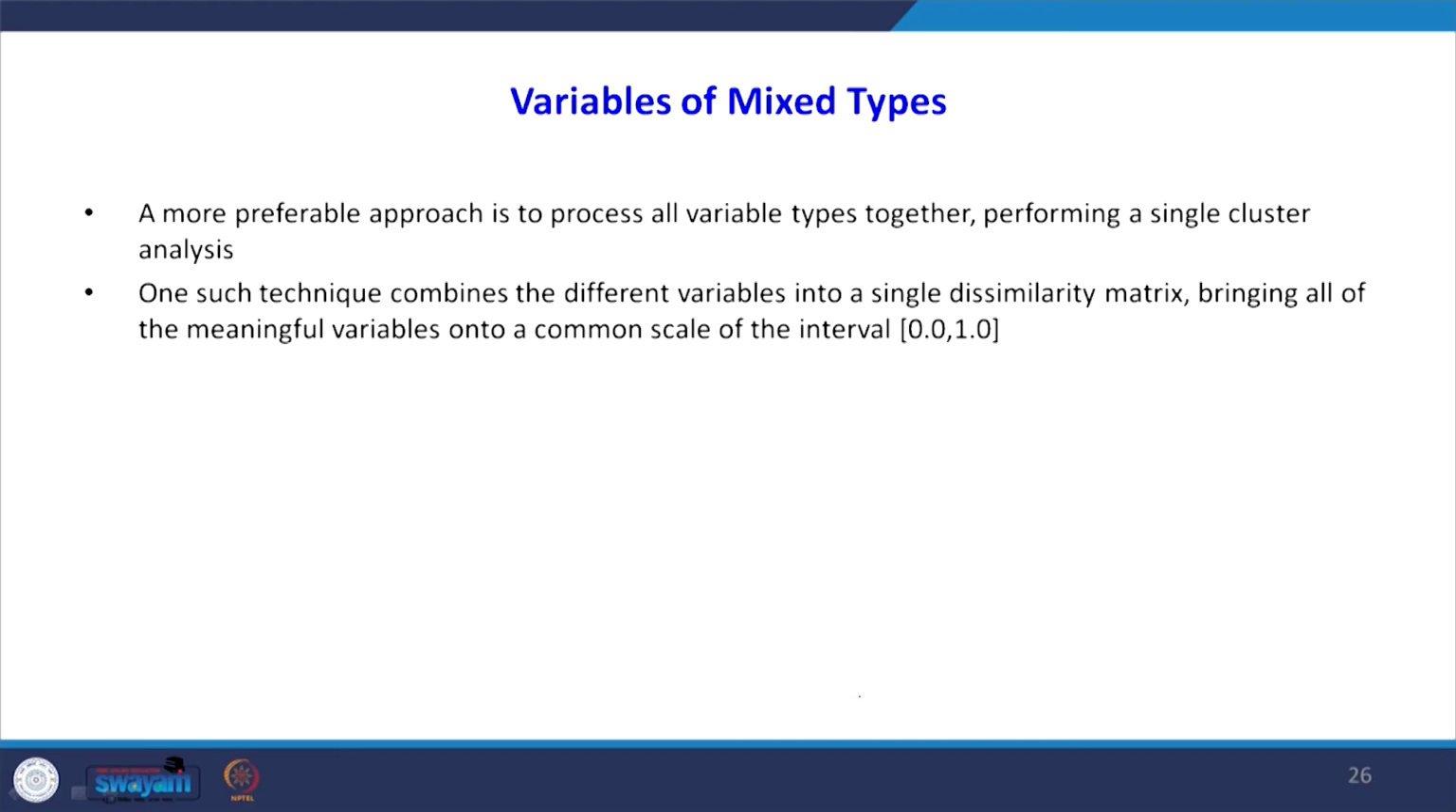A more preferable approach is to process all variable types together, performing a single cluster analysis that will give a meaningful result. One such technique combines the different variables into a single dissimilarity matrix, bringing all of the meaningful variables onto a common scale of the interval 0 to 1. So, one way to bring all different types of variables onto a common scale is standardization, that is, 0 to 1.